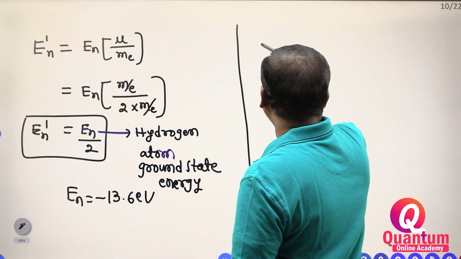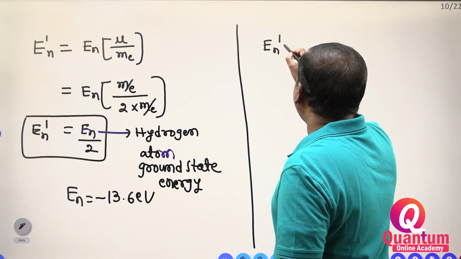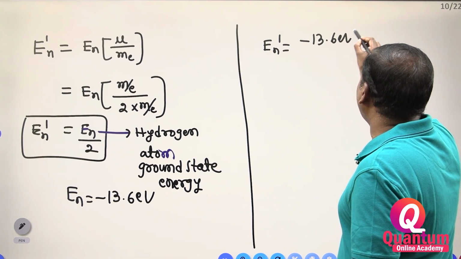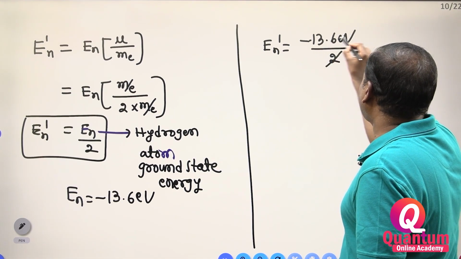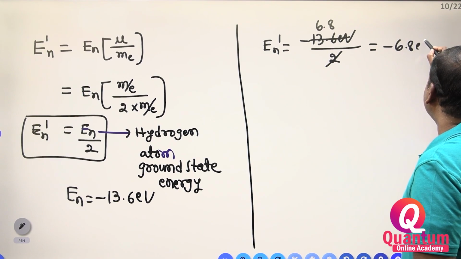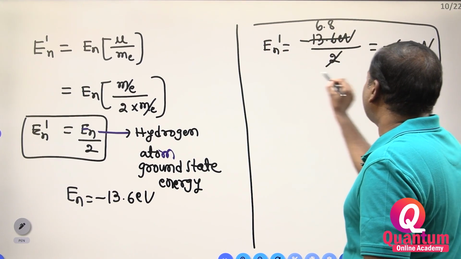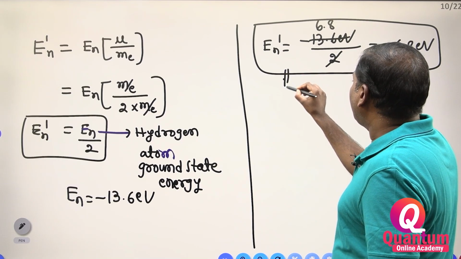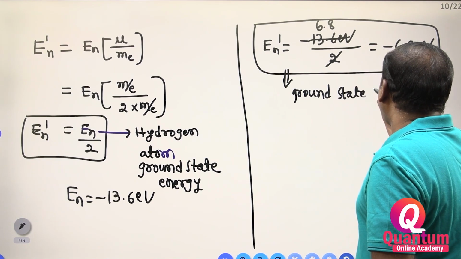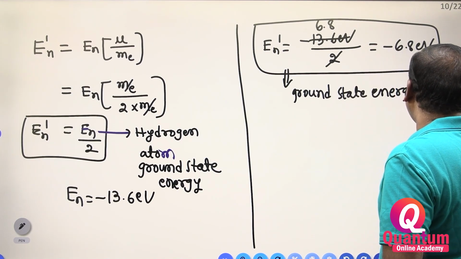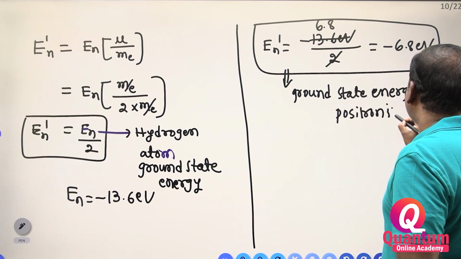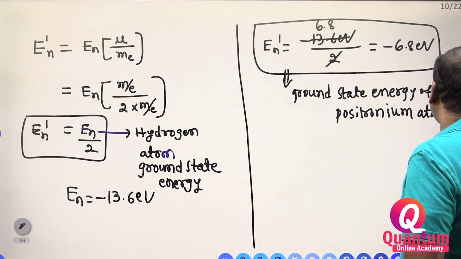They are asking: the positronium ground state energy En dash is equal to En, minus 13.6 electron volt, divided by 2. So 2 ones are 2, 2 sixes are 12... 6.8. So how much are you getting? 6.8 electron volt. What is this? This is the ground state energy of the positronium atom. This is very, very important.